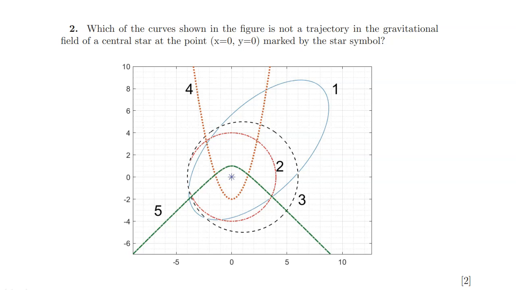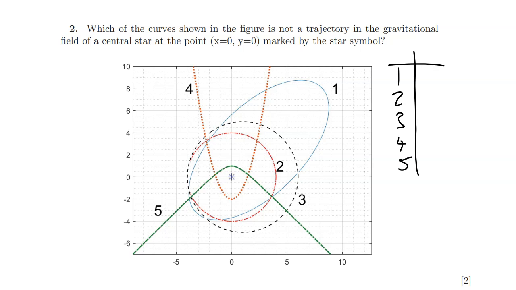Question 2. Which of the curves shown in the figure is not a trajectory in the gravitational field of a central star at the point x equals 0, y equals 0, marked by the star symbol? Okay, so let's just make a little table. We've got 5 trajectories.